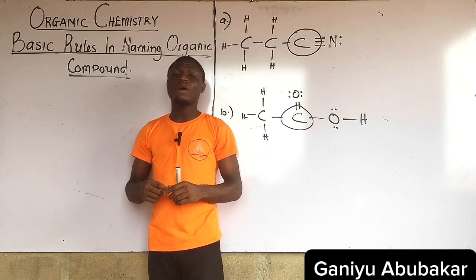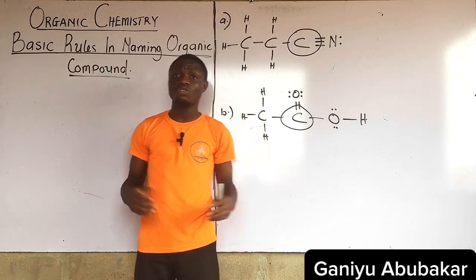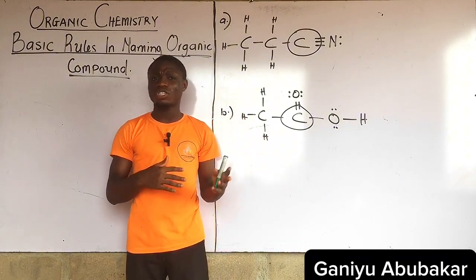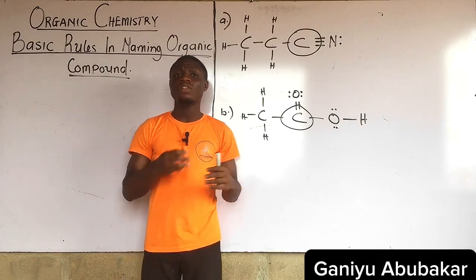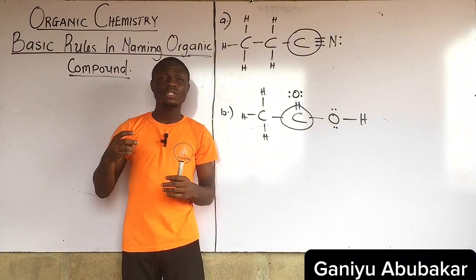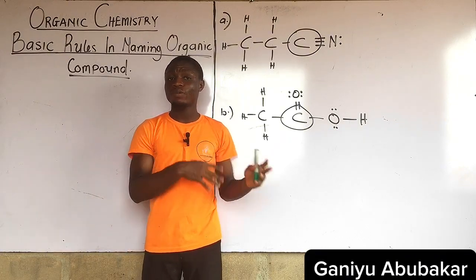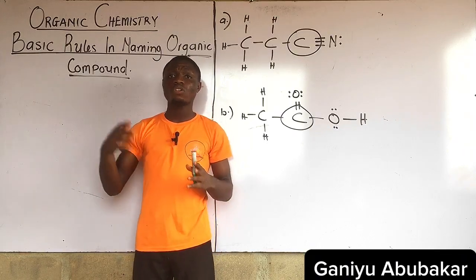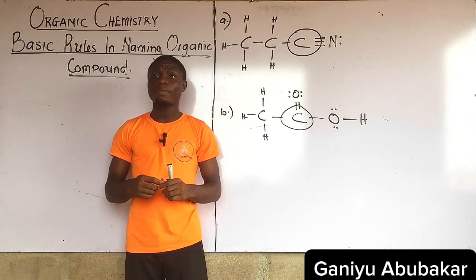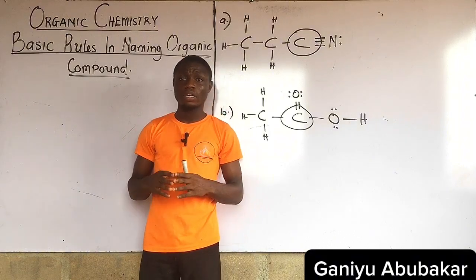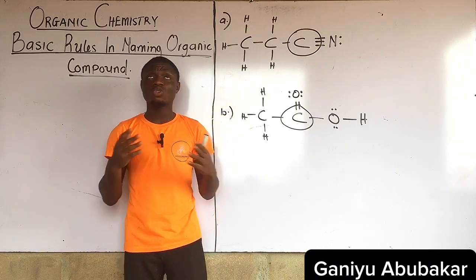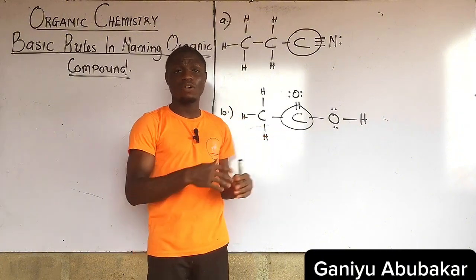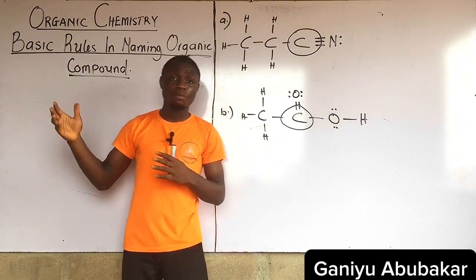Last class, we discussed the introduction of organic chemistry, its definition, and some basic terminologies such as the homologous series, the alkyl group, the functional group, and saturated and unsaturated hydrocarbons. We discussed sigma and pi bonds, and also hybridization. So those are what we discussed last class under the introduction of organic chemistry.